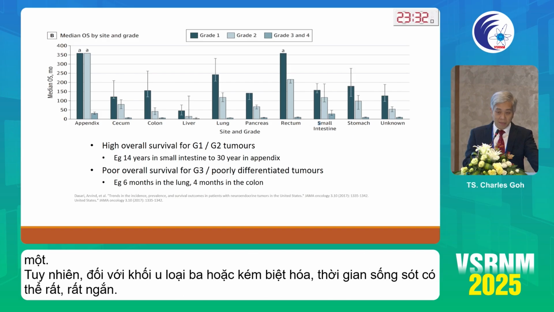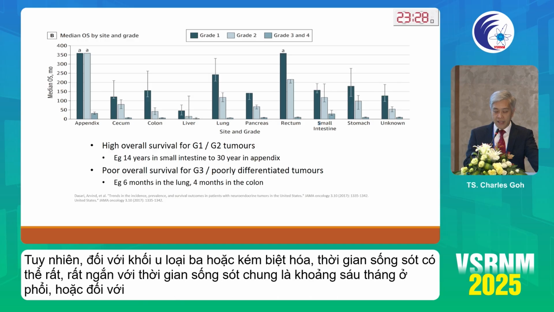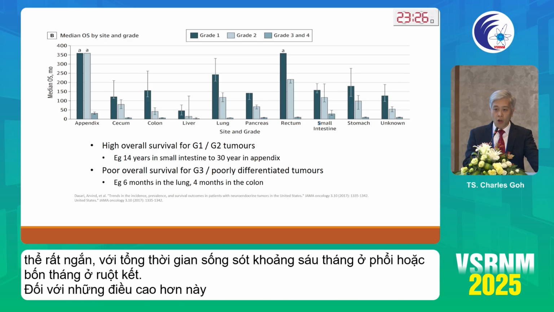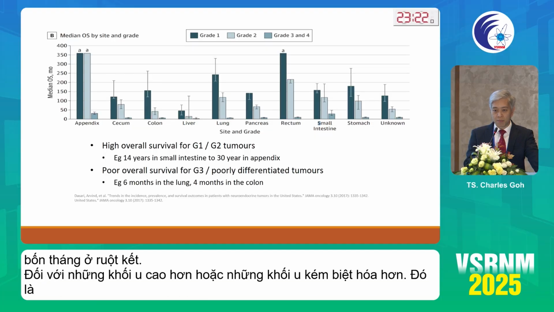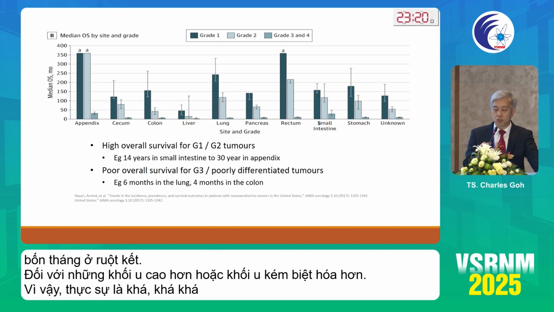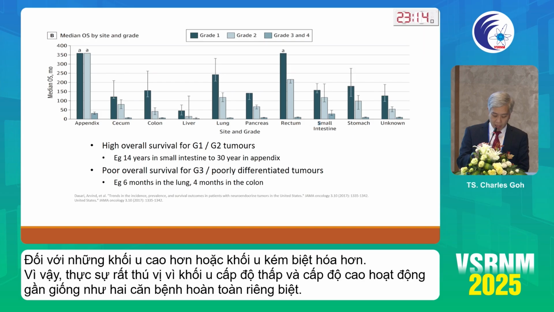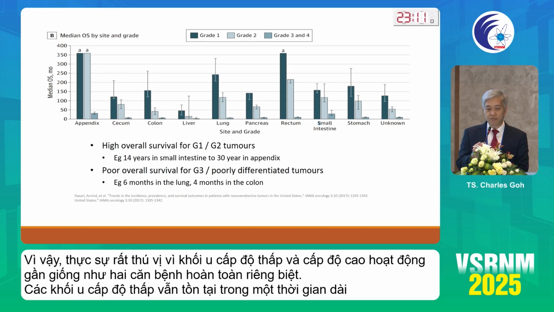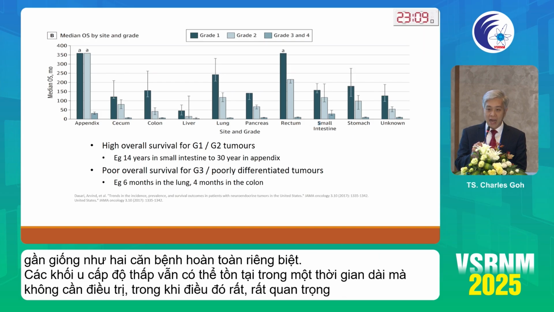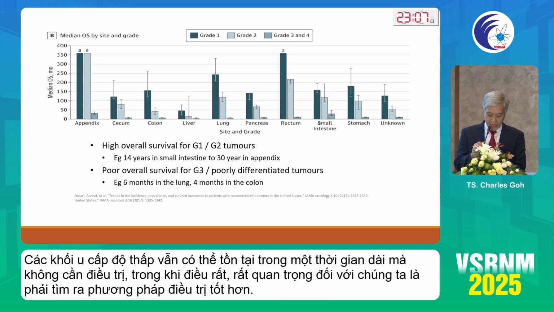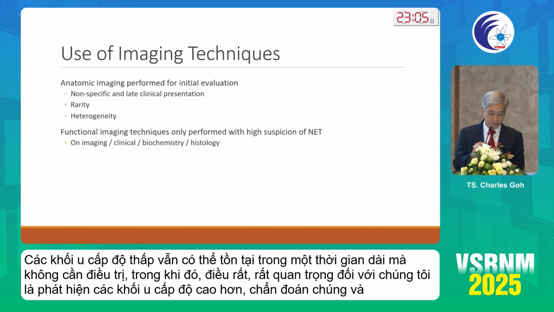However, for grade 3 or poorly differentiated tumors, there can be a very, very short survival time, with overall survival of about 6 months in the lung or 4 months in the colon for these higher grade or more poorly differentiated tumors. So it's really quite interesting because the low-grade and high-grade tumors behave almost like two entirely separate diseases, with the low-grade tumors surviving a long time without treatment, whereas it's very important for us to pick up the higher-grade tumors, diagnose them, and get them treated rapidly.